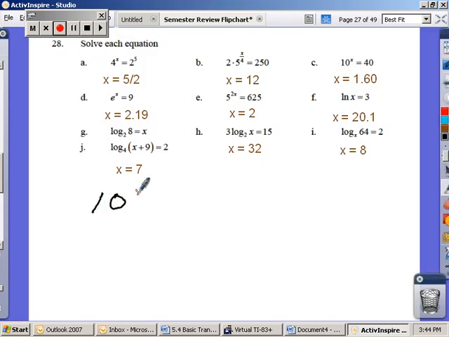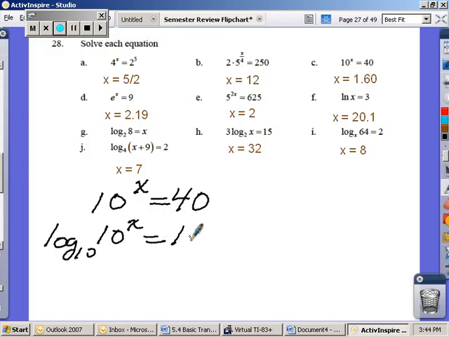10 to the x equals 40. Can base 10 ever be written as base 40? No. So I must use log. Log base 10 of 10 to the x equals log 40. Now remember, you don't have to write the 10.